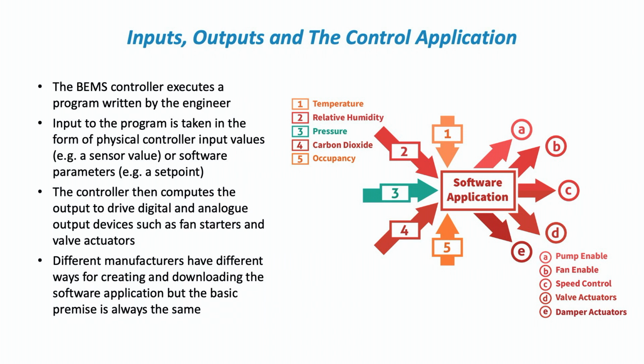And if you look at the little graphic there, we see that we have our software application running, and we've got these 5 variables being pulled into the system. We process those, and from the application that we're running, whatever that is, we can enable pumps, fans, speed control for pumps and fans, and we can modulate valve and damper actuators as well.